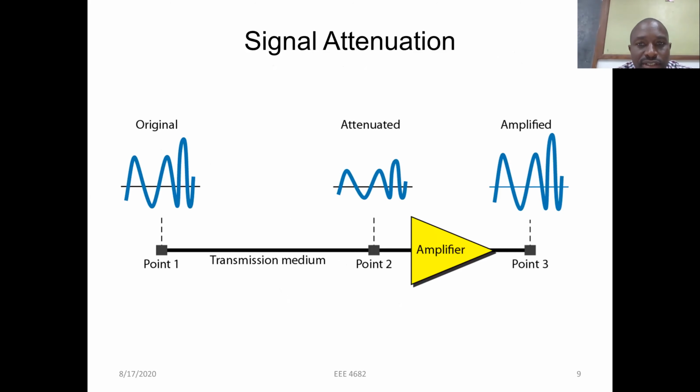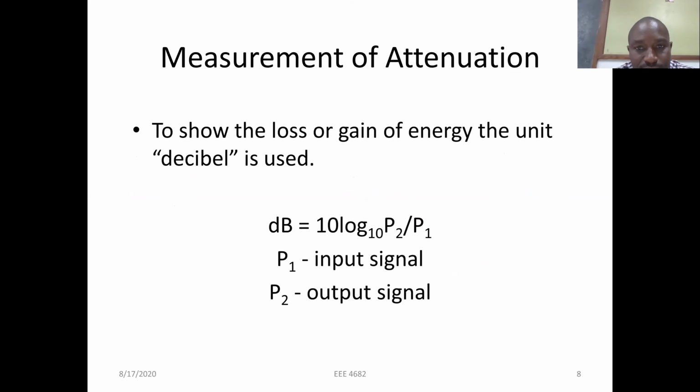The diagram here illustrates that at point 1, this is the original signal which you are transmitting over some transmission medium, and at point 2, which is some distance kilometers away, this is at the receiving end. So if I know the power at point 1, I know the power at point 2, I can calculate attenuation by using the formula which we just looked at.